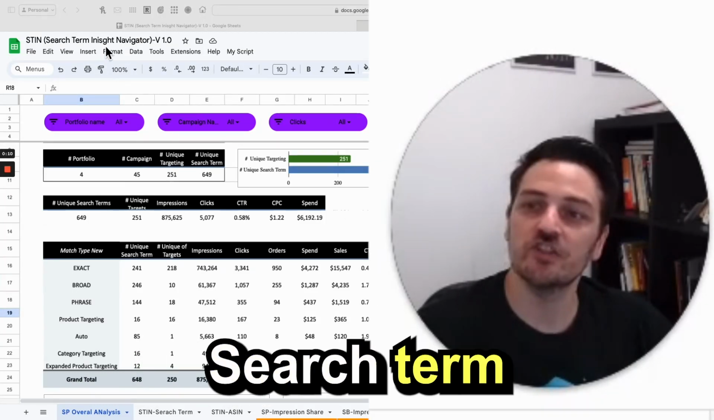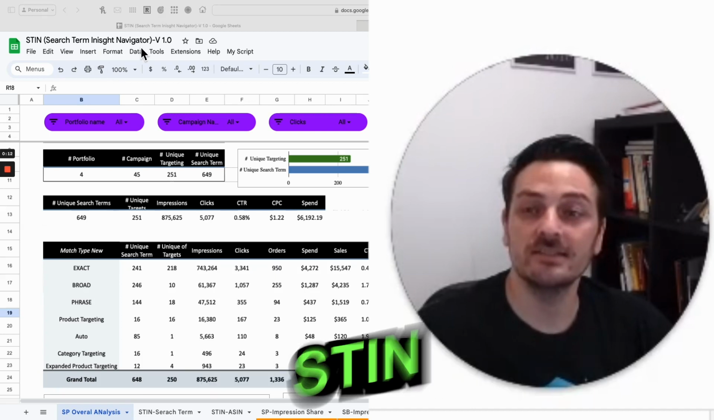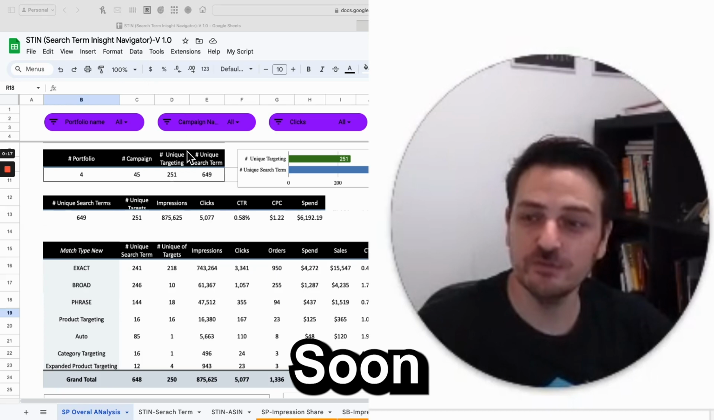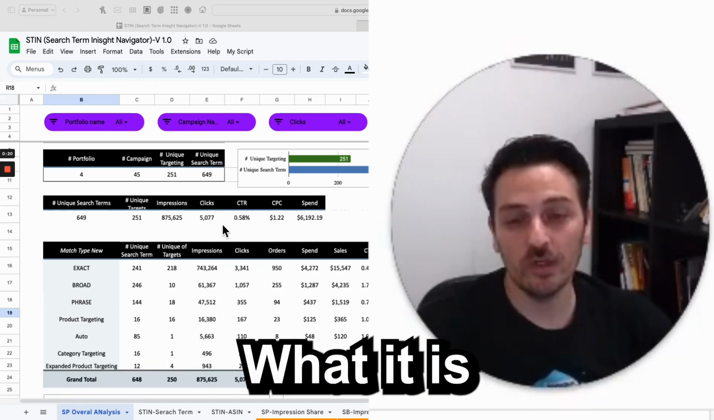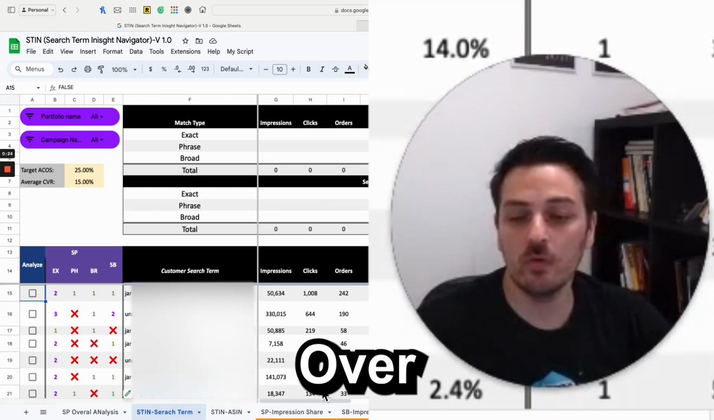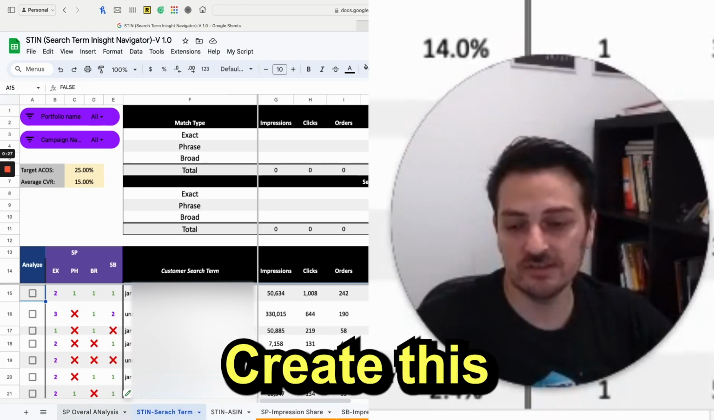It is called Search Term Insight Navigator. I call it a STEN. It is just a version 1. Better versions will come soon. But let's go over this template, what it is, how it could help you. And apart from that, we will go over how to create this template.